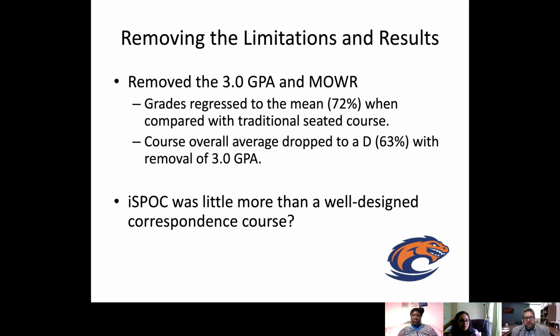So what I did is I decided to tank my own student evaluations for one semester. I removed the 3.0 GPA and the Move On When Ready requirement and let anyone take the iSpock course, and grades went right back to a C. They regressed to a mean of 72, and the course overall average dropped to a D with the removal of the 3.0 GPA. And we have 60-person seated classes. I taught 4 sections of 60-person online classes that semester to tank my evaluations to show that I was kind of right. And it was important to me because I knew there was something wrong.